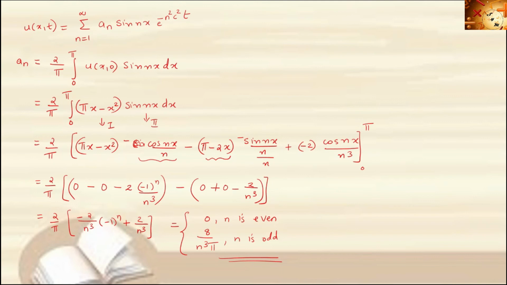So the solution is u of x,t equal to sigma n equal to 1 to infinity an sin nx e raised to minus n square c square t, where an is equal to 0 when n is even and 8 divided by n cube pi when n is odd.